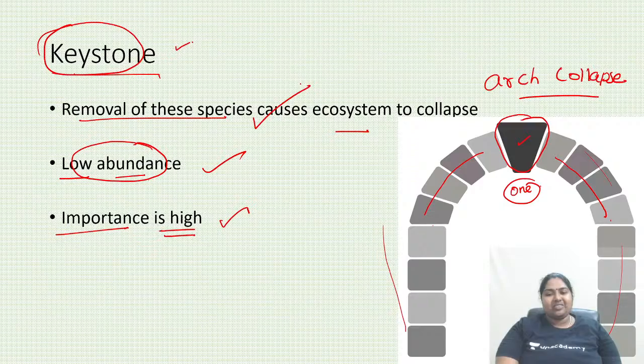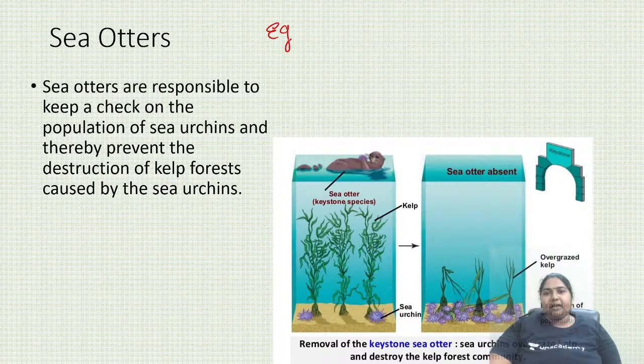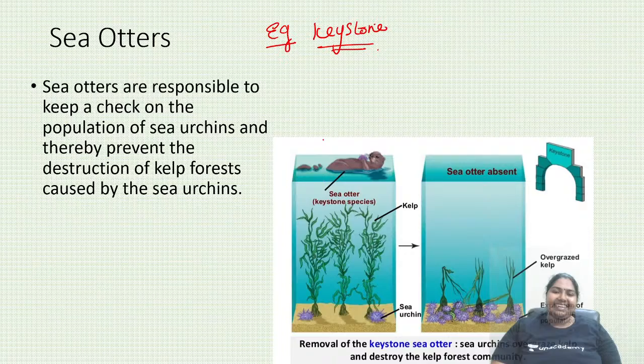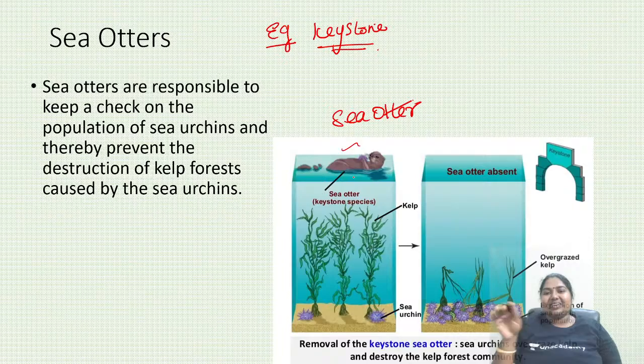Right, fine. So we'll see one beautiful example of a keystone species. Who do you see here happily swimming in the sea? Who is this? It is going to be the sea otter. So what does the sea otter do? The sea otter is very happily swimming in the sea.